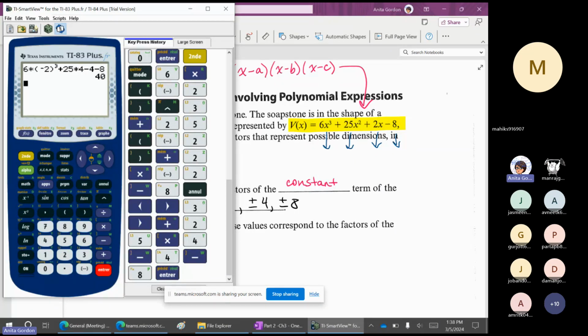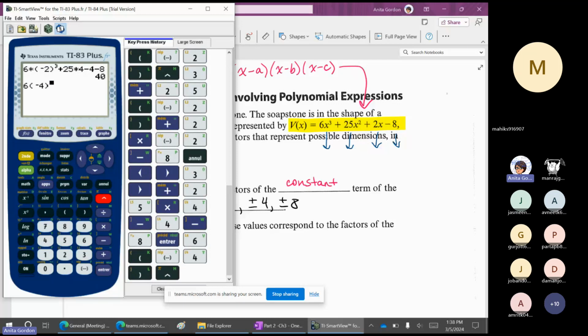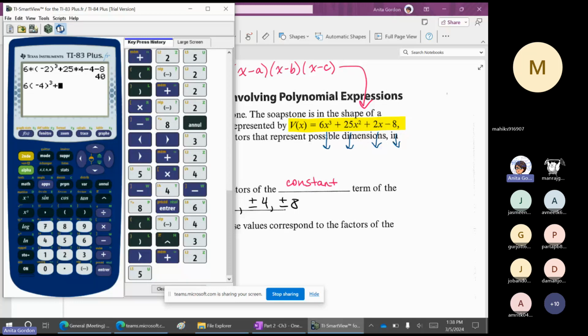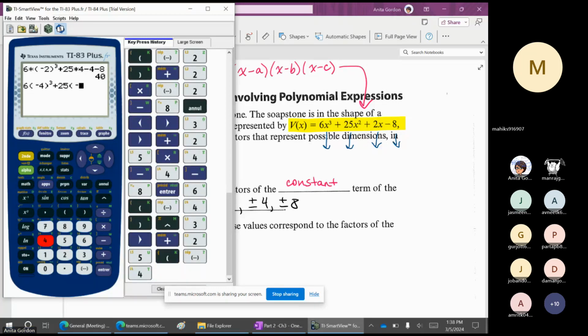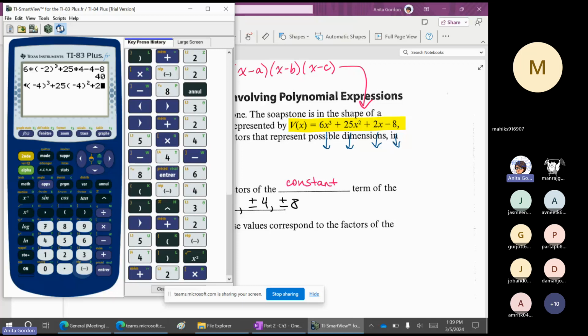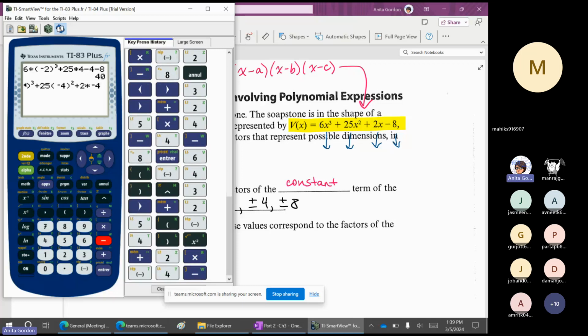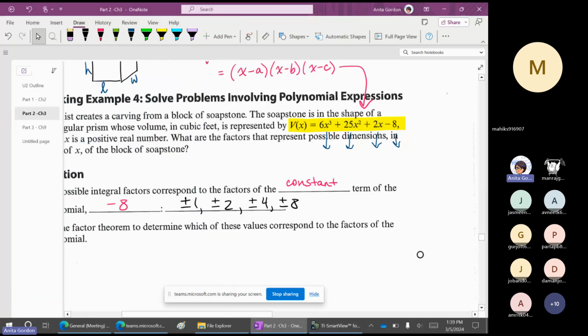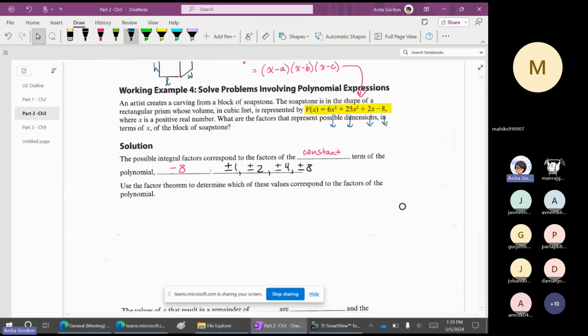Let's see. If I put a positive 4, I'm going to have the same problem as with a positive 2. I'm going to have lots of big positive numbers, so positive 4 is not going to work. Let's try negative 4. 6 times negative 4 to the power 3 plus 25 times negative 4 squared plus 2 times negative 4 minus 8. Oh, hooray, we found one. Negative 4 works. So I'm going to make a note here.